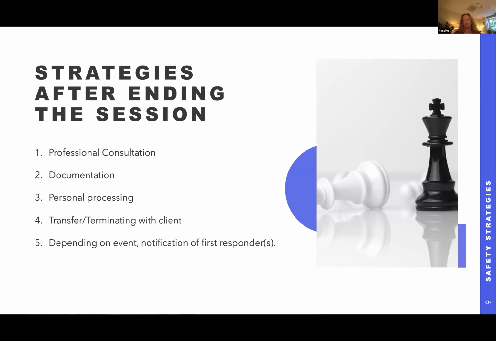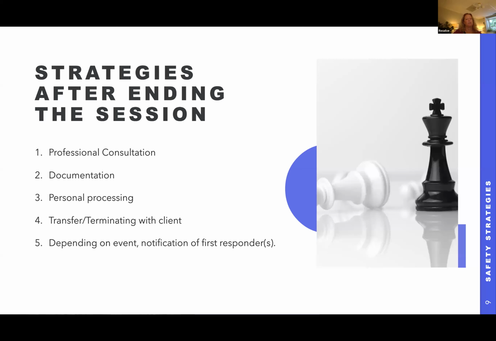And we talked about vicarious trauma and compassion fatigue, so be mindful of that during these processes as well. Something else to consider after the session is whether I'm going to transfer this client or possibly terminate services with this client, and being able to consider that as an option. So what do I need to do ethically in order to make that happen? Then, depending on the event, am I reaching out to 911 or a first responder to file a report or to pursue criminal options against this client, depending on what you feel most comfortable with? And I'm obviously contacting your liability insurance and saying, hey, this just happened, I need to report this. So those are all the different strategies you could possibly use after you end the session.